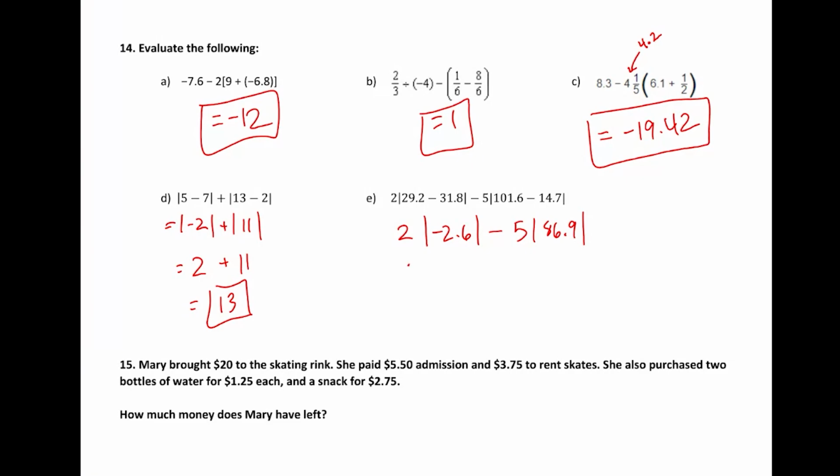All right, so since the absolute value changes the number to positive, we've got 2 times positive 2.6 minus 5 times positive 86.9. So if that number inside is already positive, the absolute value just really does nothing. So 2 times 2.6 minus 5 times 86.9. All right, well, I'm getting a number like negative 429.3.